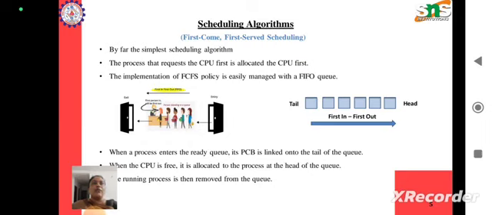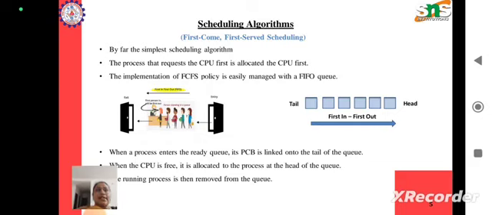This is an example of a FIFO queue where elements are queued up like this. The first element is known as the head of the queue and the last element is known as the tail of the queue. When the head of the queue completes its execution and goes out, the next element will become the head, and if some other elements come in, they will be added to the tail of the queue. That means they will be kept over here and that element will become the new tail. This is how a FIFO queue is followed, and by making use of this FIFO queue, the FCFS policy can easily be implemented because it follows a first come first serve basis.